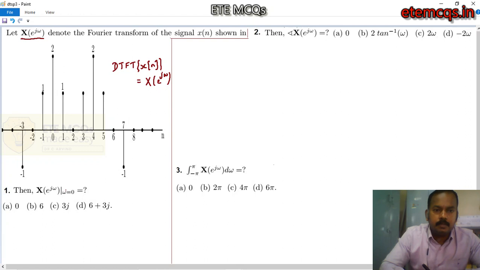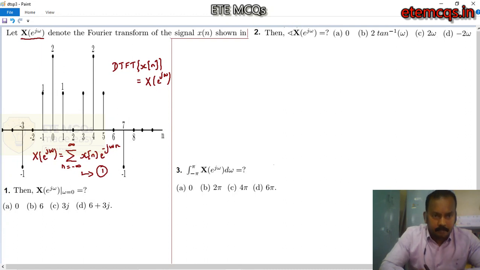Now what you can do is, let me just write the DTFT formula, the discrete time Fourier transform formula. It is given as X of e power j omega is equal to summation n equal to minus infinity to infinity x of n into e power minus j omega n. So this is your discrete time Fourier transform formula. Let me take it as equation number 1.